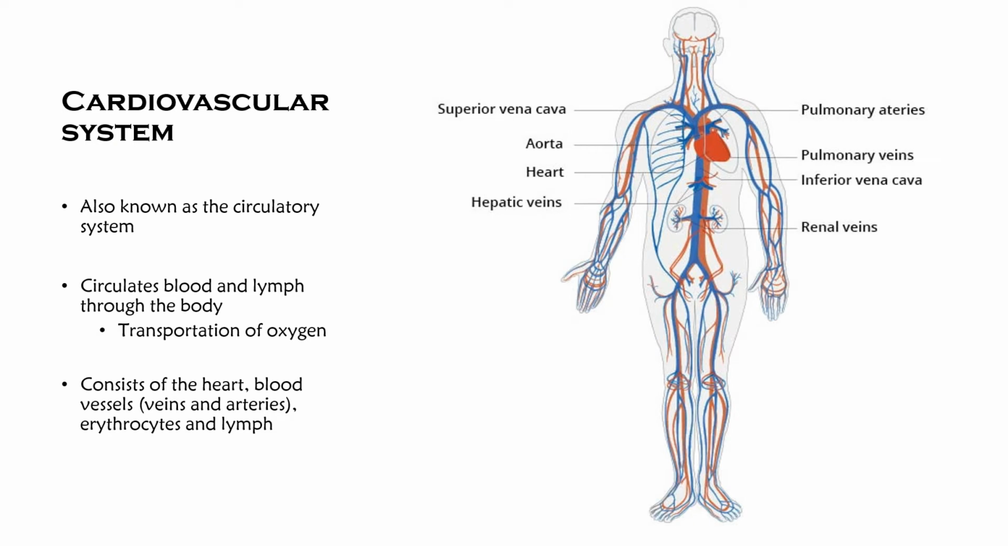Starting with the cardiovascular system, it's also known as the circulatory system. This system circulates blood and lymph through the body, and what in essence it's doing is transporting oxygen to cells. And in those cells are the mitochondria, where cellular respiration takes place. The importance of oxygen, right, is to be that final electron acceptor during cellular respiration for the production of energy. Parts of the cardiovascular system consist of the heart, blood vessels, erythrocytes, which are red blood cells, and lymph.